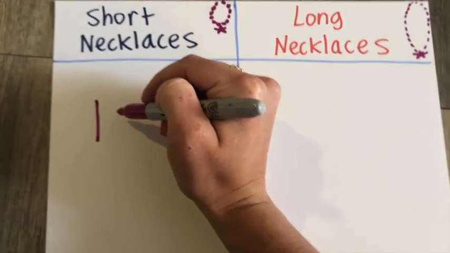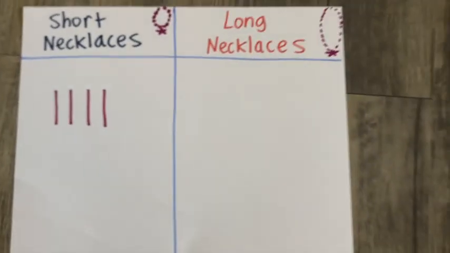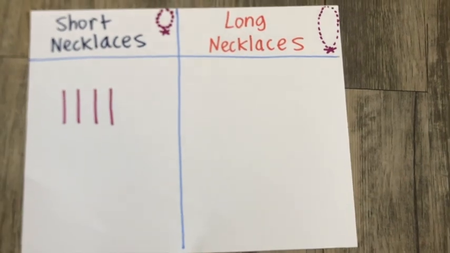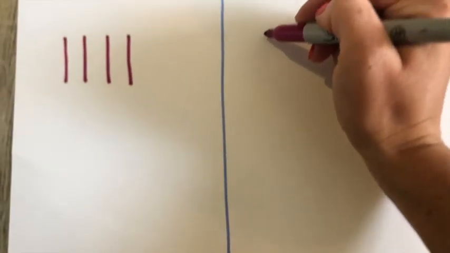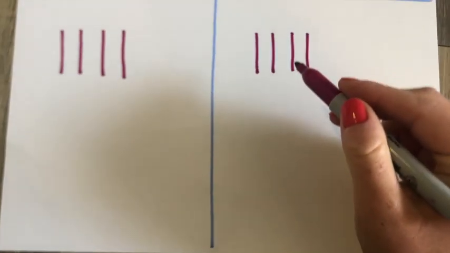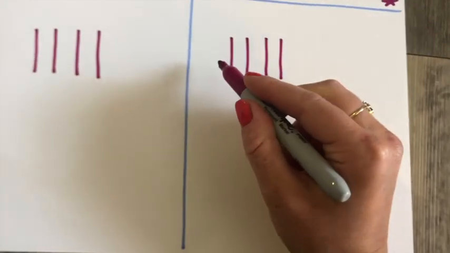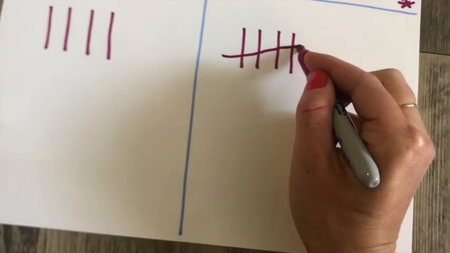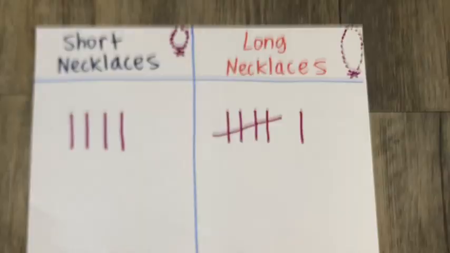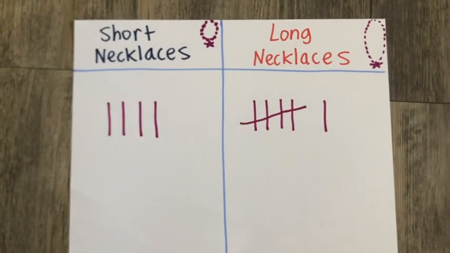1, 2, 3, 4. How many long necklaces do we have? 6. Now, help me make my 6 tallies. 1, 2, 3, 4. Ooh, what happens with my 5th tally? Do I go right here? No, we gotta close that gate. 5. And where's my 6th one? Right here. 6. So we can easily see from this T-chart that we have more long necklaces than short necklaces.